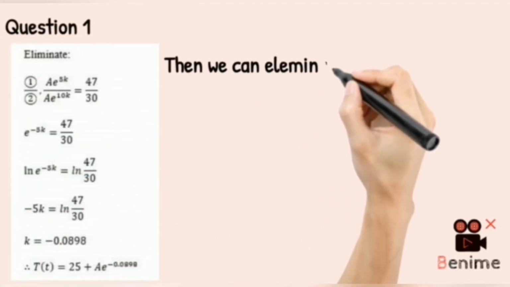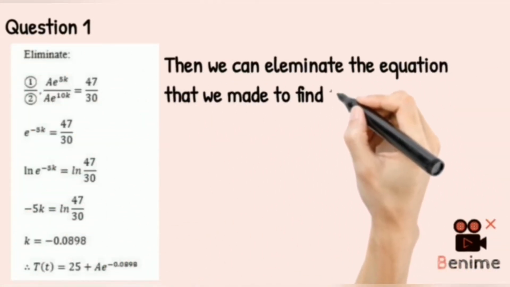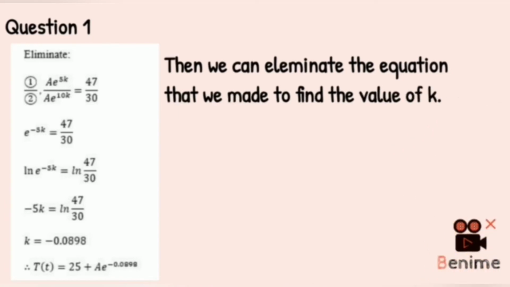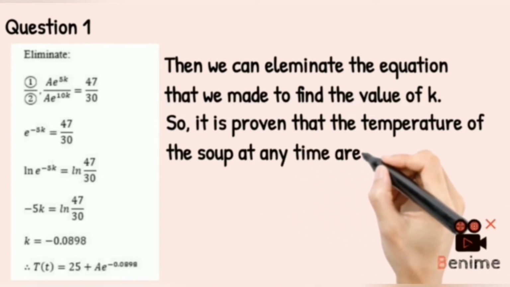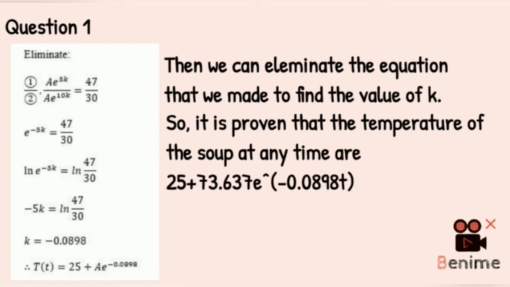Then we can eliminate the equations that we made to find the value of k. So it is proven that the temperature of the soup is 25 plus 73.637 e to the power of negative 0.0898 t.